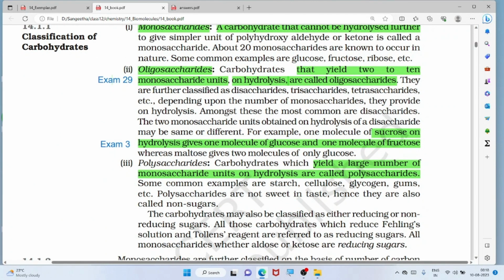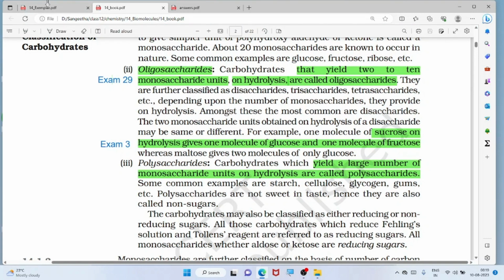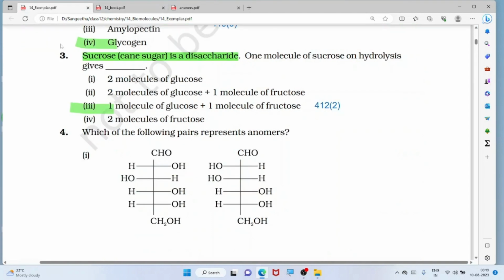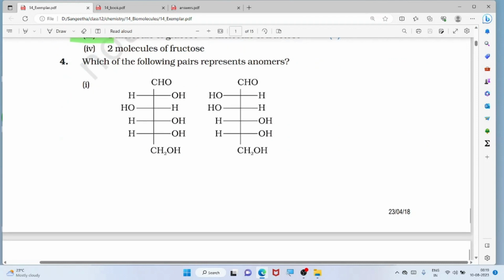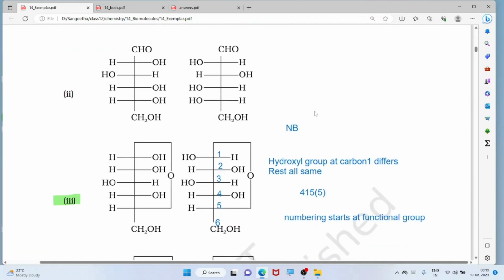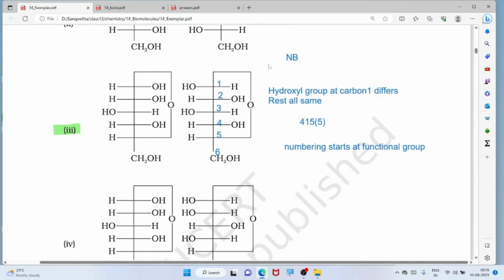Sucrose on hydrolysis gives 1 molecule of glucose and 1 molecule of fructose. Which of the following pairs represent the anomers? I already showed you. Anomers differ in the first position while other positions should be the same. Here you see this structure of the glucose. Only in the first position is the OH on this side and the OH on this side. Only this position differs. Other things are the same. So this is the anomer.